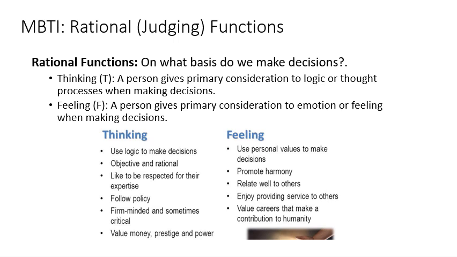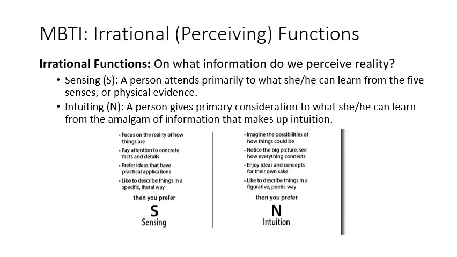Whereas someone who's based more on the feeling dimension might use their personal values to make decisions. They might promote harmony and relate very well to others. They might enjoy serving and value careers that make a contribution to humanity. So maybe you can plug yourself in here, and this J we'll see again. So this is your judging function, so we'll come back to that.